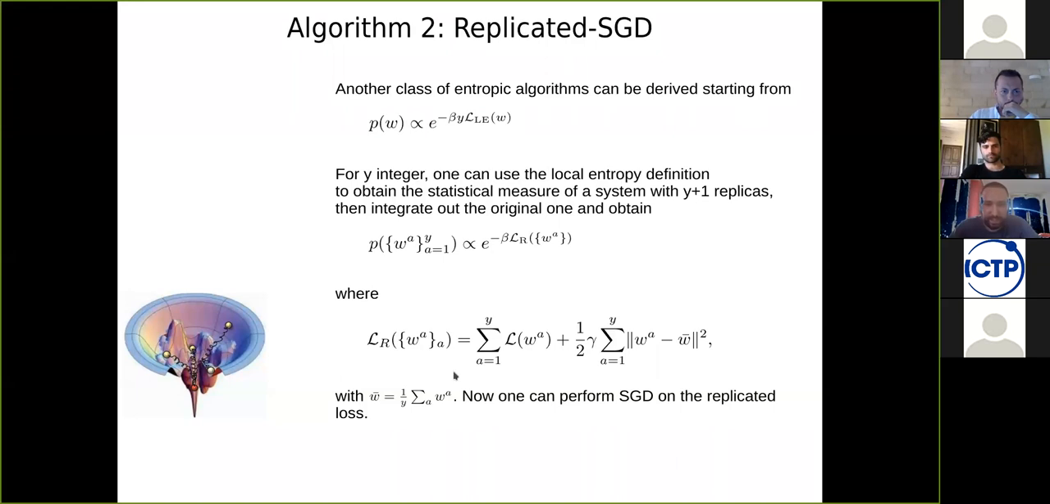But essentially, this algorithm is a simple cooking recipe which states: take your original loss function, make multiple copies of your system, and then consider a loss function for this replicated system where you just sum the individual loss functions, and then you also add a coupling term among the replicas. So each replica is coupled to the barycenter, this W bar, the barycenter of the replica set. Once you define this replicated loss function, you just apply any optimization procedure you like in order to optimize it. And this again is an algorithm which enforces the fact that you end up in minimizers with high local entropy, and so in flat minimizers.